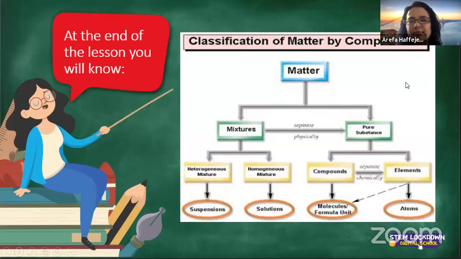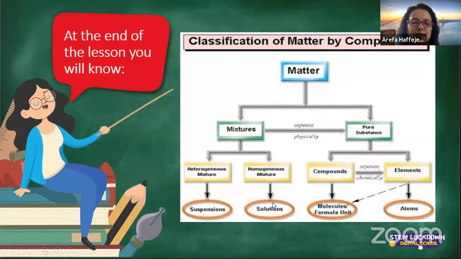So today's lesson, we are basically doing classification of matter by its composition. For example, matter is made up of mixtures and pure substances. And I will explain what these are later on. In a mixture, you have a heterogeneous mixture and a homogeneous mixture. In a heterogeneous mixture, we have suspensions. Suspensions means that the particles in the substance do not dissolve. Now, in a homogeneous mixture, we have solutions.